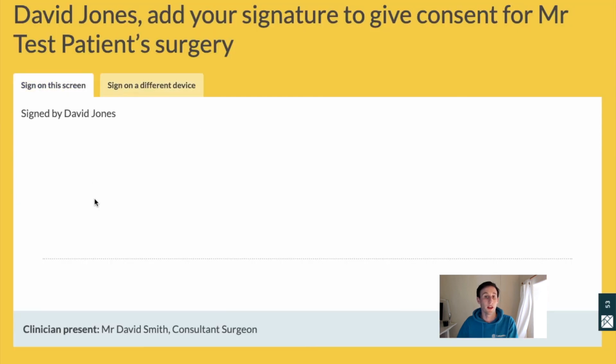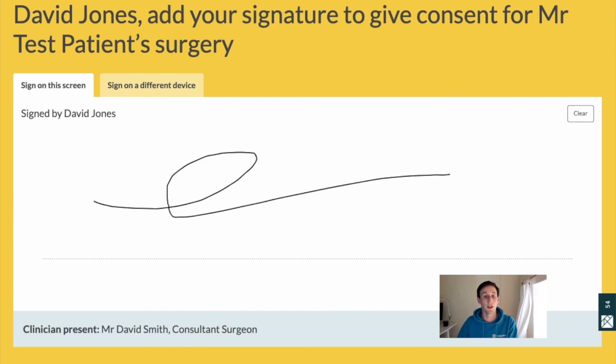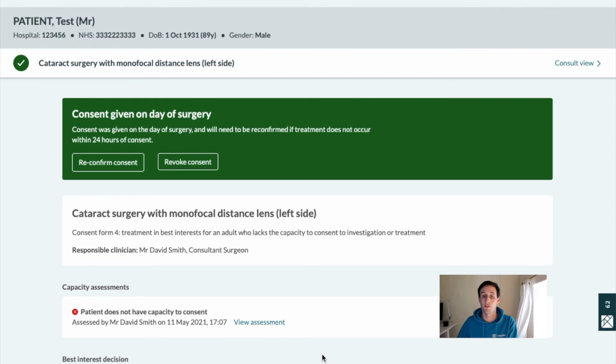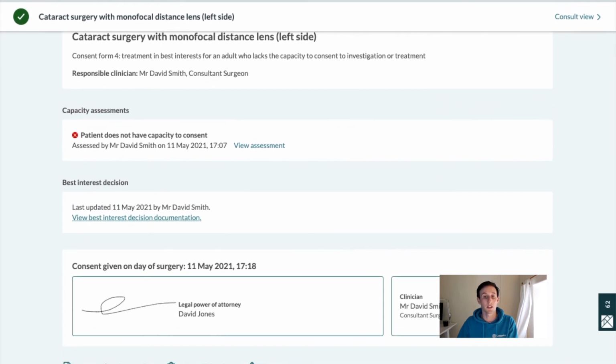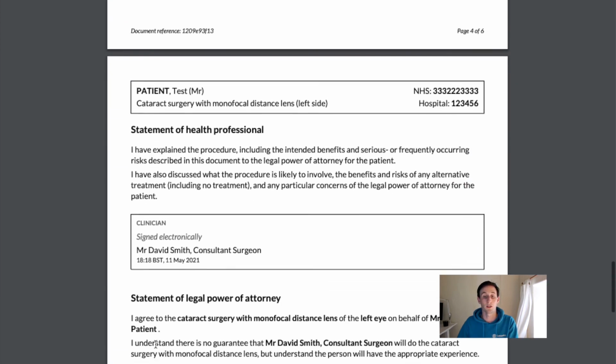The consent flow will then look familiar, acting in a similar way to consent for a child, with the legal power of attorney giving consent on behalf of the patient and the statement and signature of the legal power of attorney appearing on the consent PDF.